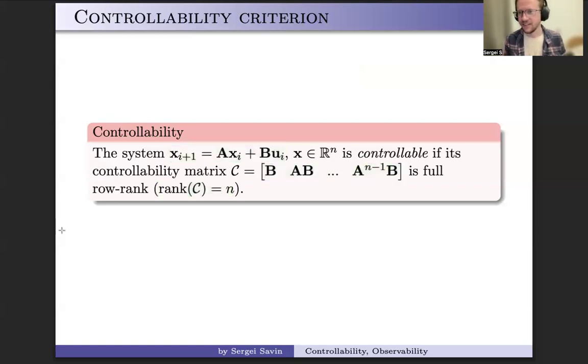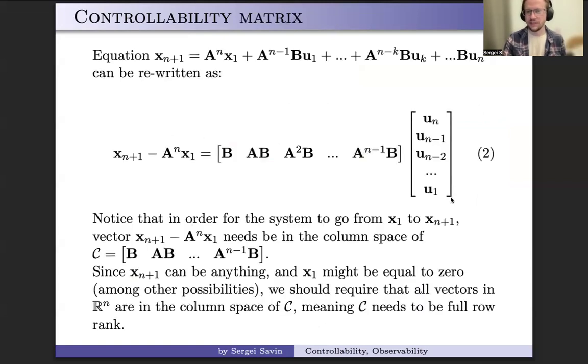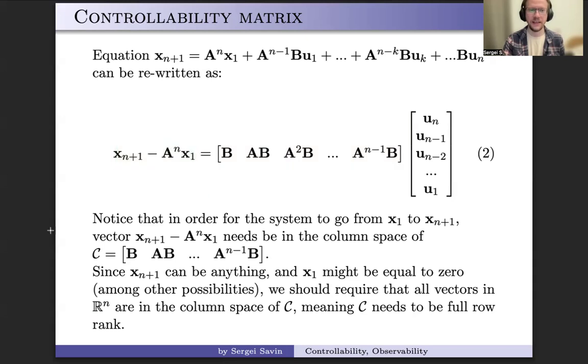All right. Good. So this is a criterion, and you can see how we arrived at it, right? Very simple. We just computed what x1, x2, x3, x4, etc. are, wrote it as a system, and noticed that the right-hand side should be able to produce everything, by definition of what controllability is. Therefore, this matrix has to be full row rank. That is all. The argument is very simple.